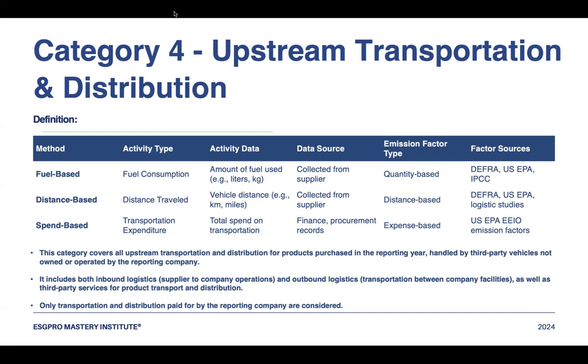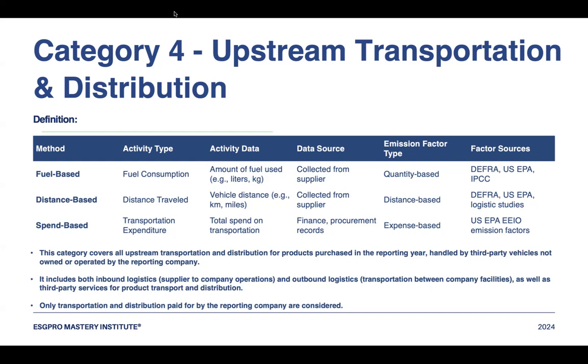So fuel consumption data is mostly amount of fuel used, which is liter or kg, and collected from supplier. It's mostly quantity based. Here, DEFRA, US EPA, and IPCC, all three you can use to convert them. Distance based is another data which you can take kilometer wise, vehicle distance. But you can understand in India, vehicle traveling per kilometer compared to US will have a different kind of emission.